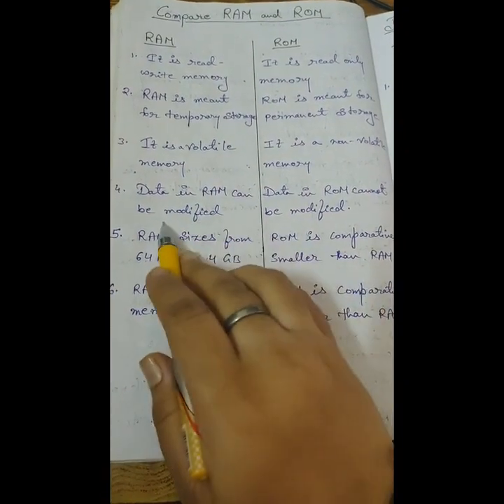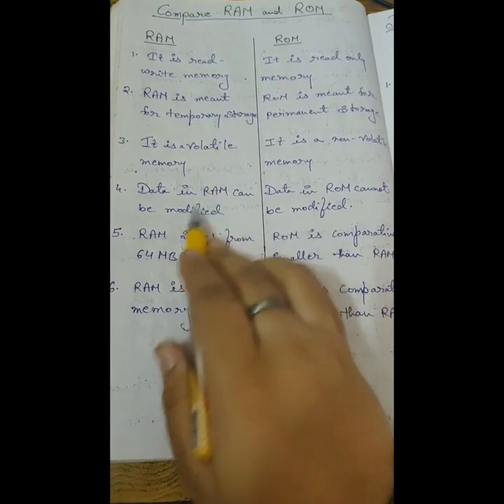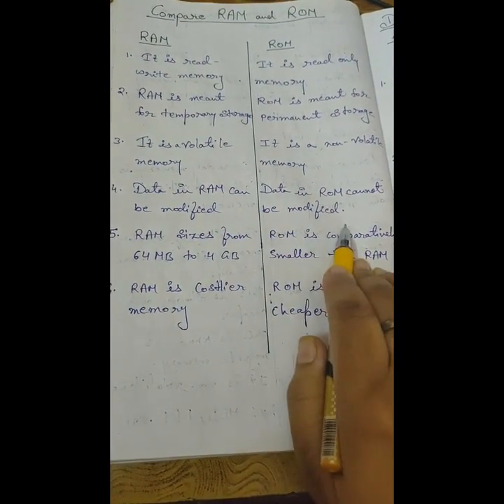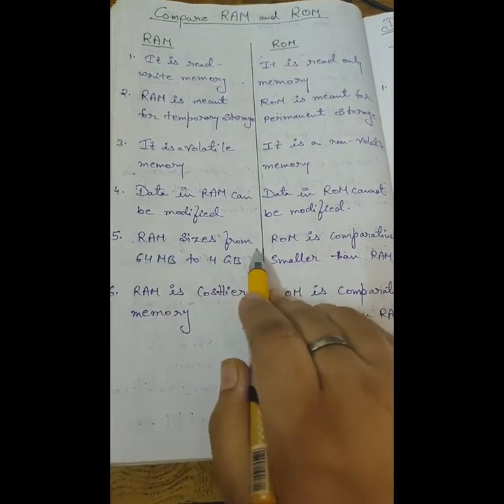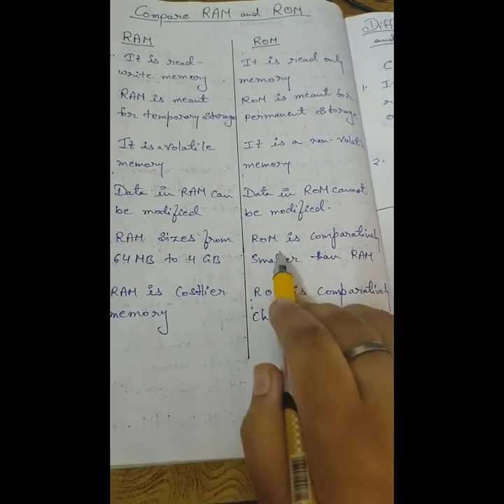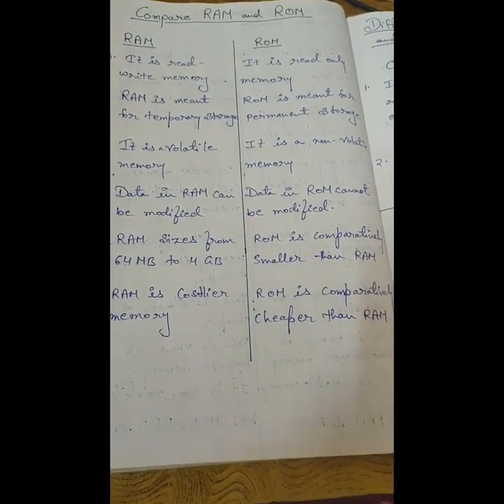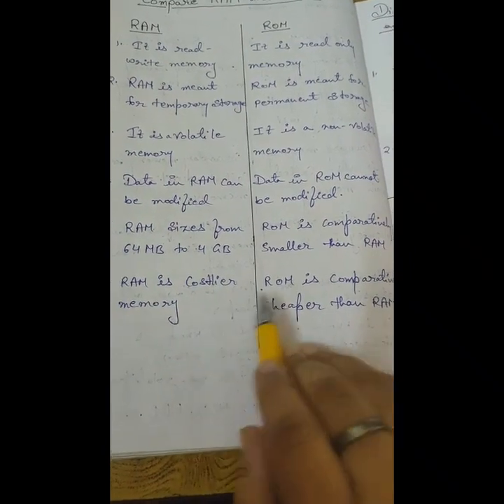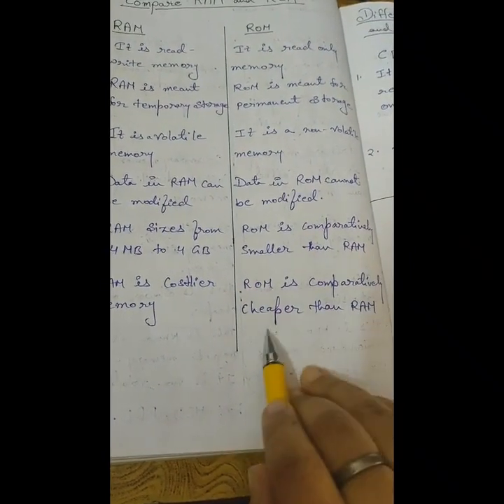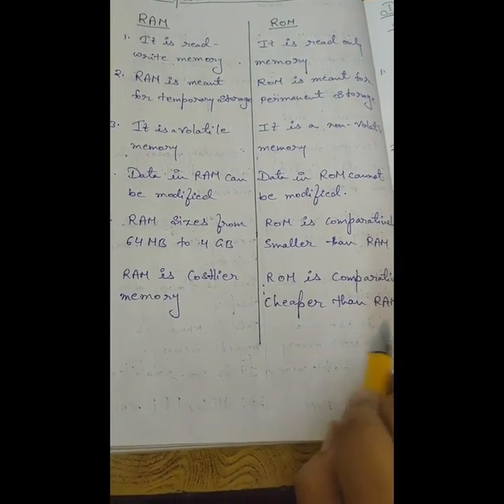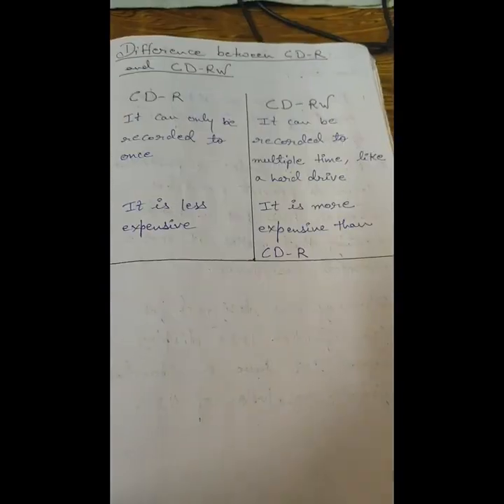Data in RAM can be modified. We can edit it again and again. Data in ROM cannot be modified. RAM sizes range from 64 MB to 4 GB. ROM is comparatively smaller than RAM. RAM is costlier memory. ROM is comparatively cheaper than RAM. You all know that ROM is cheaper than RAM.